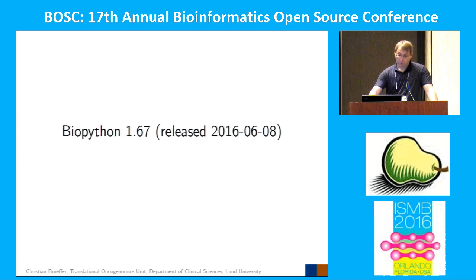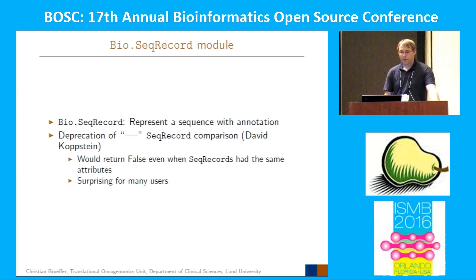So we had a new release last month, Biopython 1.6.7. And one of the most visible changes, perhaps, is that we deprecated the ability to compare SeqRecord objects with the equality operator. What this basically did was compare two SeqRecords by object identity, which is kind of obvious to a computer scientist maybe, but if you have biologists who come new into the field who want to write scripts, then you can get pretty surprising results.